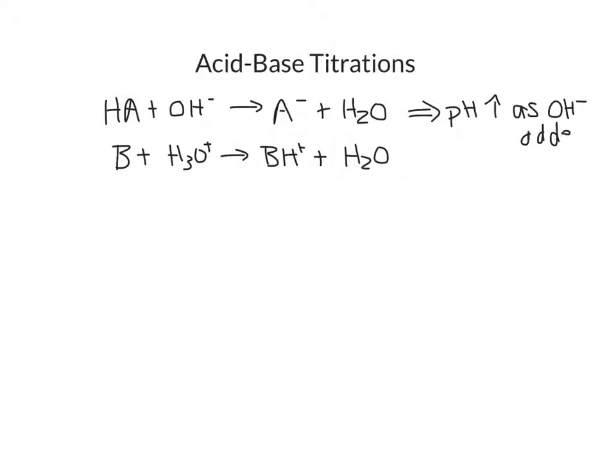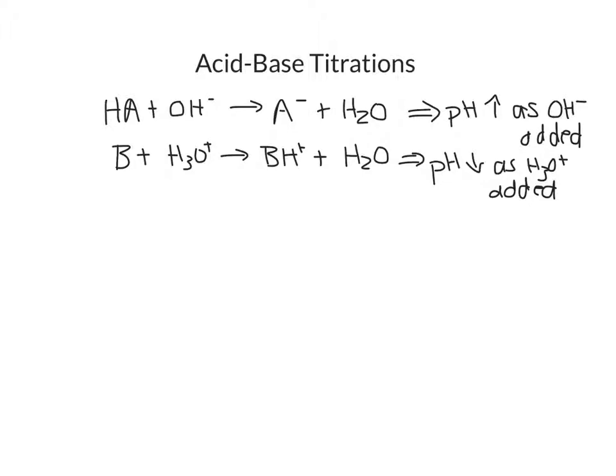Conversely, if I have a base and I'm reacting it with a strong acid, I'm starting out with a base, so I'm starting at a high pH. As I add the acid, I expect my pH to decrease as that acid is added. So we can keep track of the pH as we do these reactions.